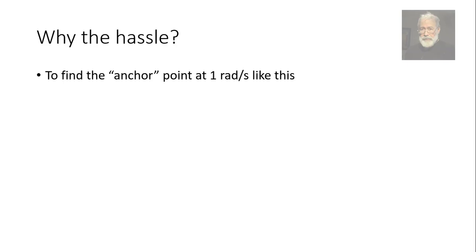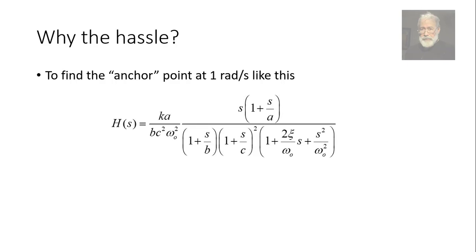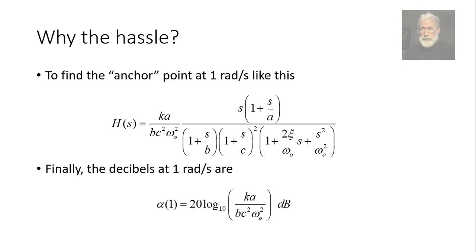To find the anchor point at 1 radian per second, to find what is the value of the approximate plot at 1 radian per second. How? Well, you know how. You take 20 times the logarithm of that constant, and that is the value of the approximate Bode plot amplitude at 1 radian per second.